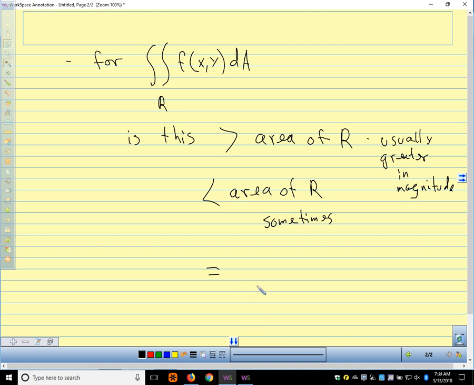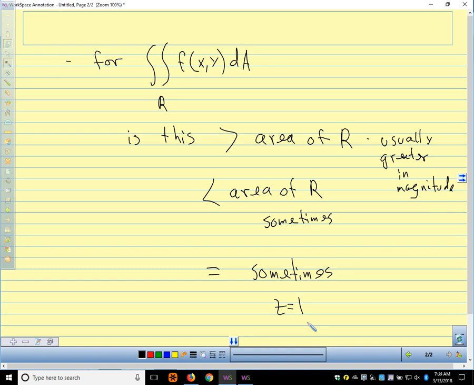Sometimes. What did you say, Sam? Rarely. Like exactly z equals 1. Sometimes we could have z equals 1, so a plane at height 1. So then the magnitudes would be the same.